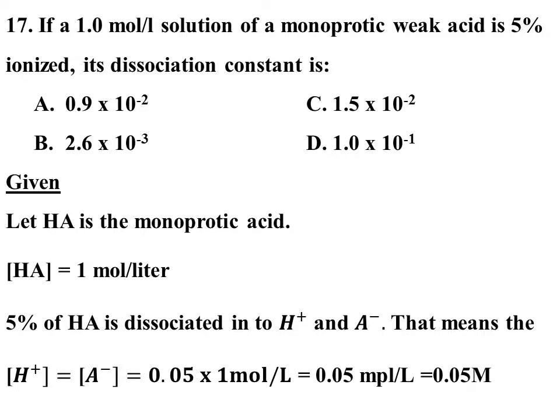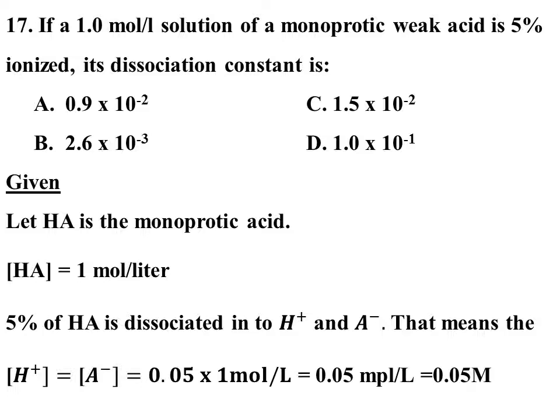Question number 17. If a 1.0 mole per liter solution of a monoprotic weak acid is 5% ionized, its dissociation constant is: A, 0.9 × 10⁻²; B, 2.6 × 10⁻³; C, 1.5 × 10⁻²; D, 1.0 × 10⁻¹. Given, let HA be the monoprotic weak acid.